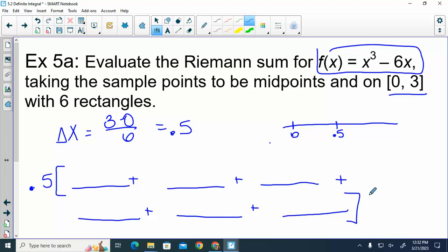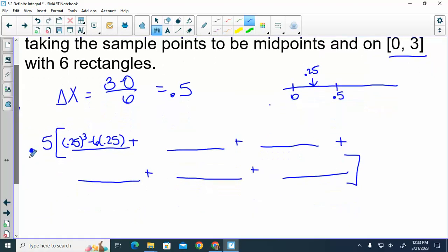0.5. If I ask for the midpoint, the middle of this is 0.25. So I'm going to start by plugging in 0.25. 0.25 cubed minus 6 times 0.25. Now, once you have the first one, you can get all the others, because how much does my x increase each time? 0.5.